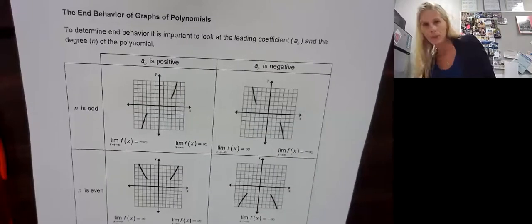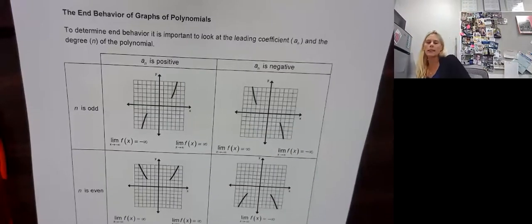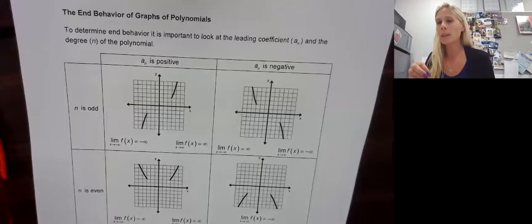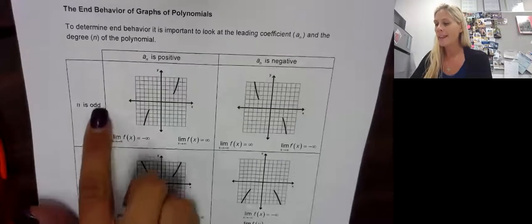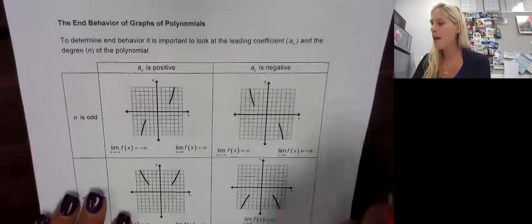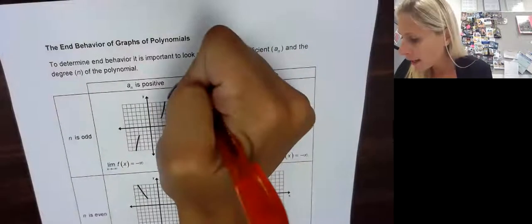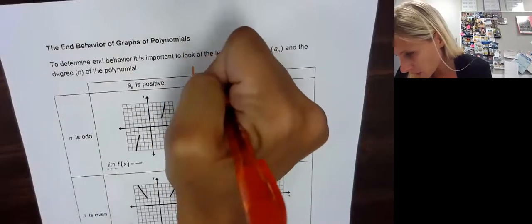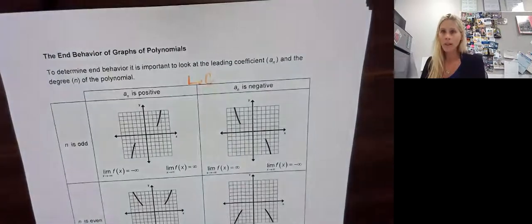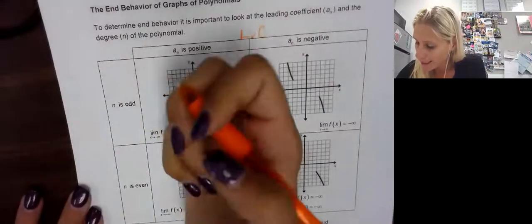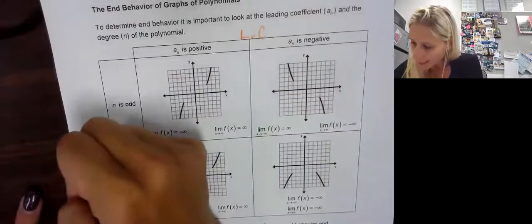Now, what we need to think about is this: with the polynomial, is it a positive polynomial? Is it a negative polynomial? And then is it odd or even? Let's remember what this is. Positive or negative has to do with the leading coefficient, and even or odd is going to be based on the degree.